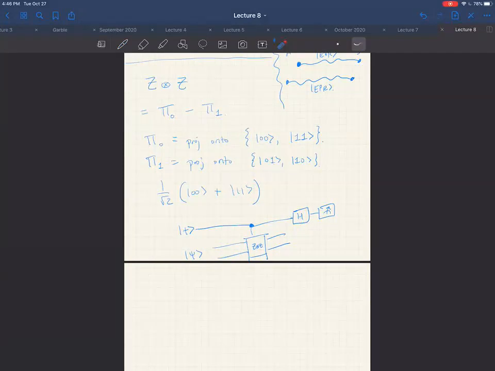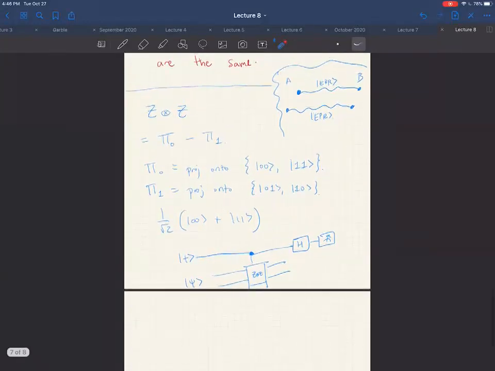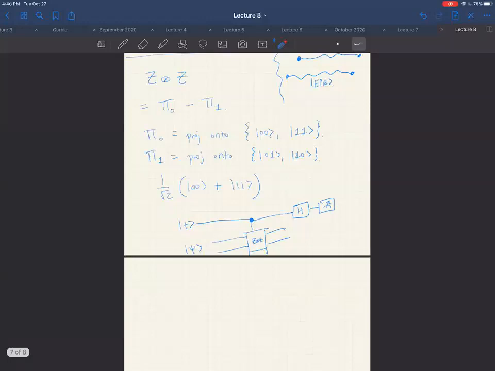Because after you perform this measurement, you could still have some entanglement remaining between these two qubits. And that's important. So essentially for the ZZ case, you actually measure in the standard basis, that is 00, 01, 10, 11, but then you group two of the outcomes to be, say, 1, and you group the two other outcomes to be 0. Right. Okay. Thank you.